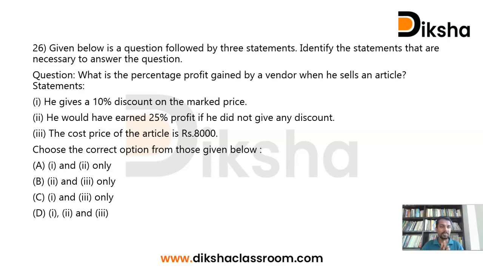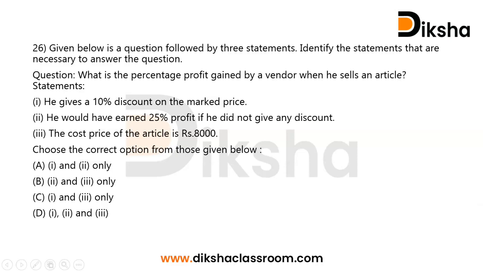There are three statements. He gives a 10% discount on the mark price. He would have earned 25% profit if he did not give any discount. The cost price of the article is rupees 8,000. So you have these three statements and they have asked, identify the statements that are necessary to answer the question. Try to read the question and give me your answers in the comment section.